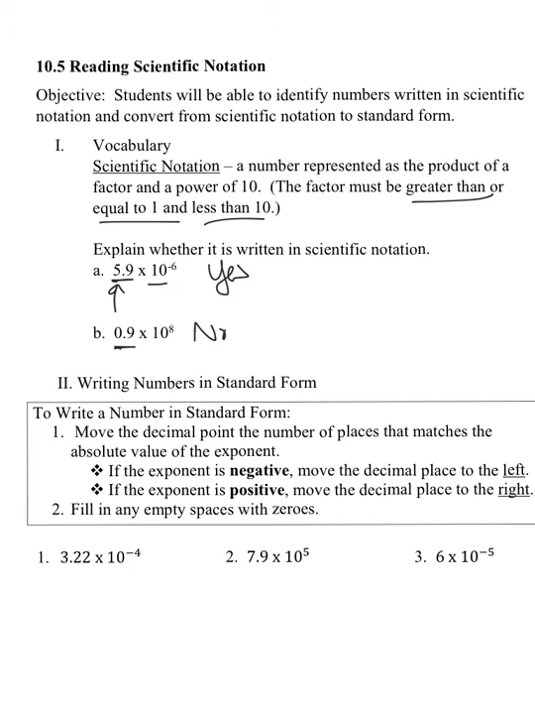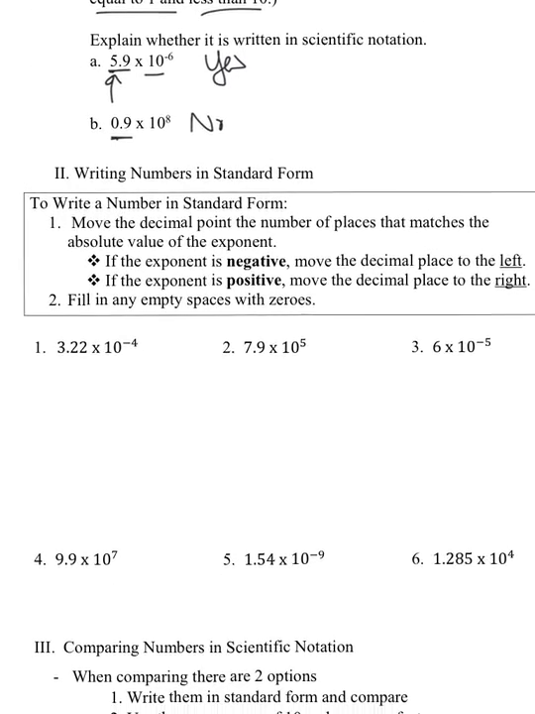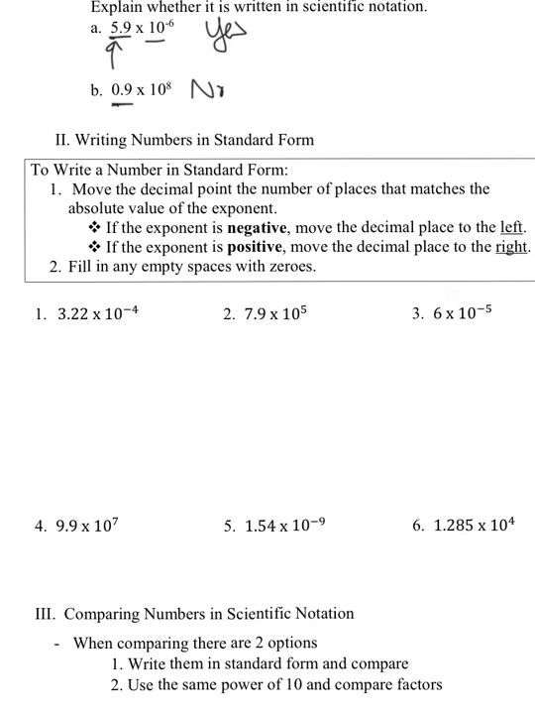If we want to take a number in scientific notation and write it in what's called standard form, which is the normal way you see most numbers, there's just two rules here. Move your decimal point the number of places that matches the absolute value of the exponent. If the exponent is negative, move the decimal place to the left. If the exponent is positive, move the decimal place to the right. Then fill in any empty spaces with zeros.